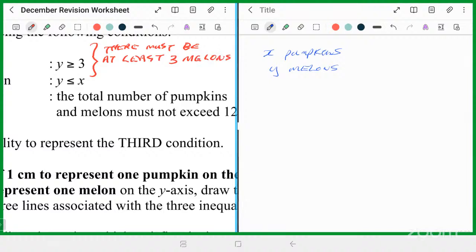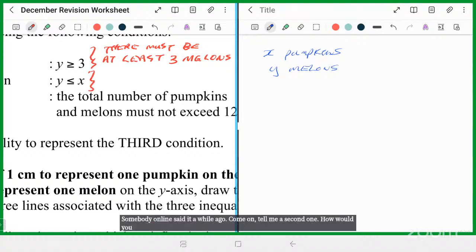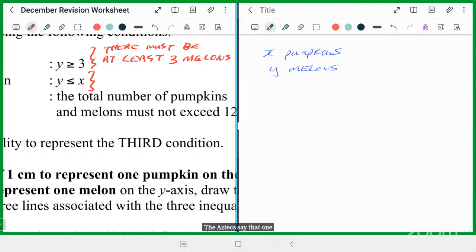This one now. Interpret this one for me in your own words. Somebody from my class, somebody online said it a while ago. Come on, tell me the second one. How would you say that one in words? Let's read it straight. What is y? Y is equal or less than x.